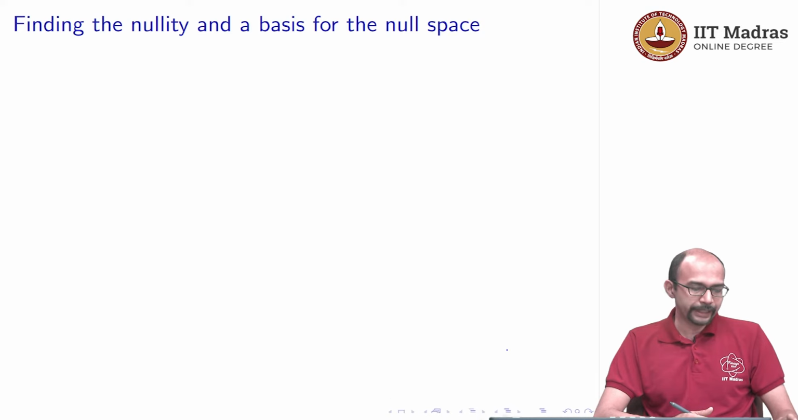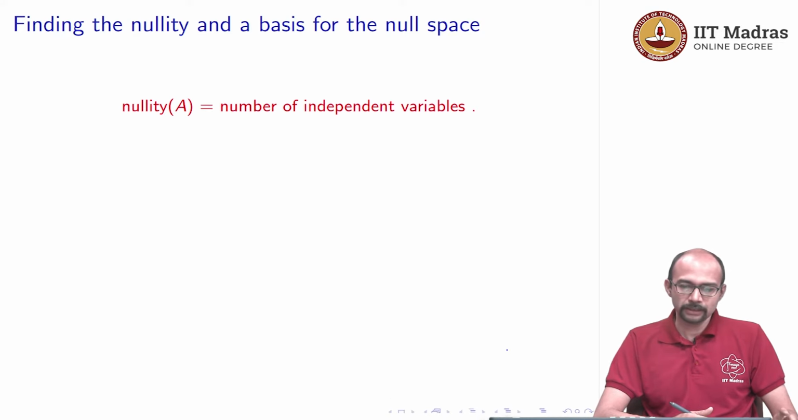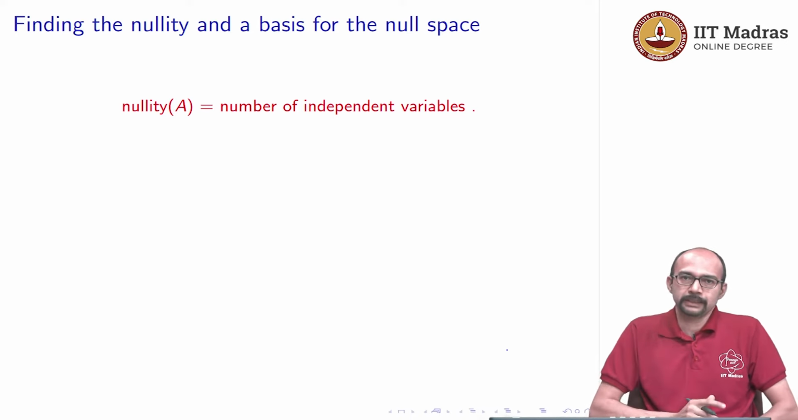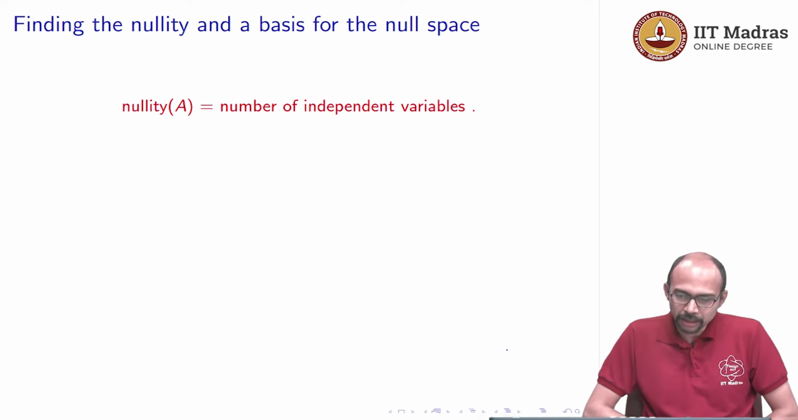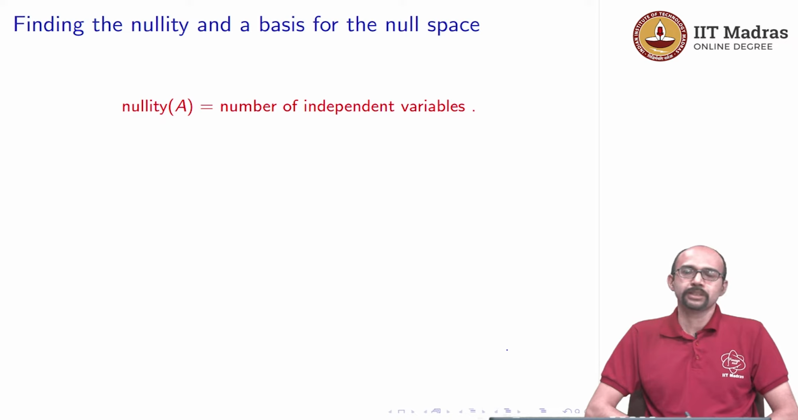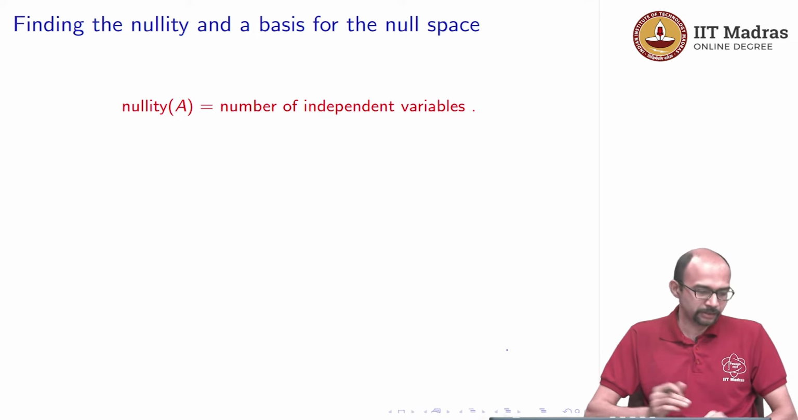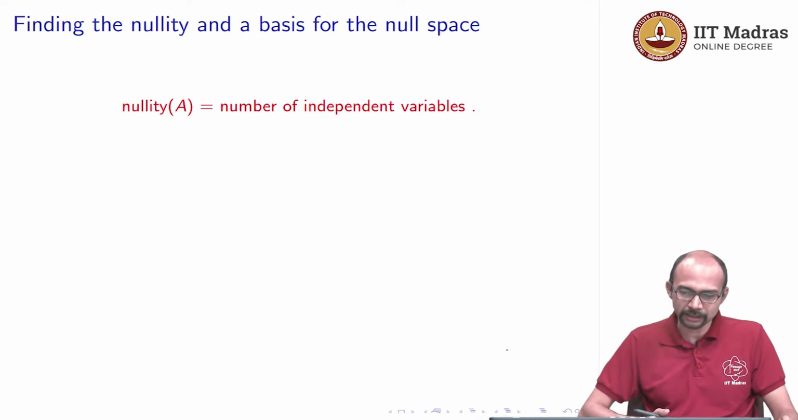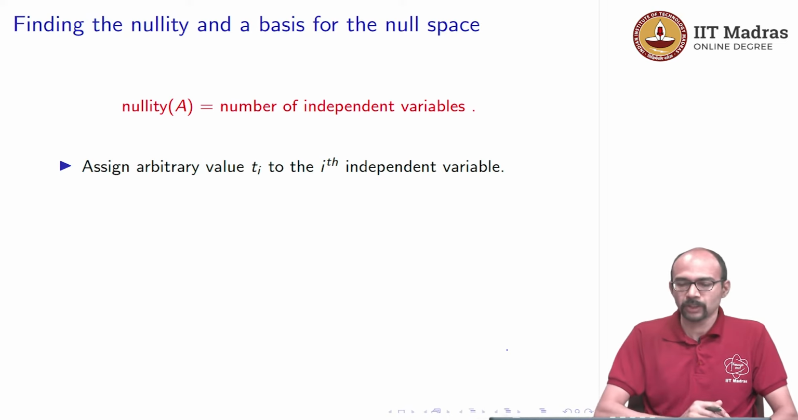And then how do we find the solutions? Well, before that, let us make a computational remark. From here we already know what the nullity is. The nullity of A is the number of independent variables. So already this method is going to tell you the nullity of A, the dimension of the null space, and we will explore why that is the case later.